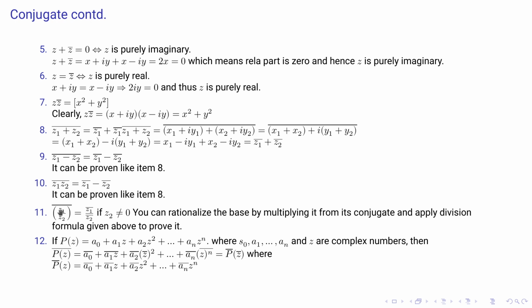Property 11: conjugate of z1 by z2 is equal to conjugate of z1 by conjugate of z2, if z2 is not equal to 0. This also you can rationalize and prove, so I have left it as an exercise.